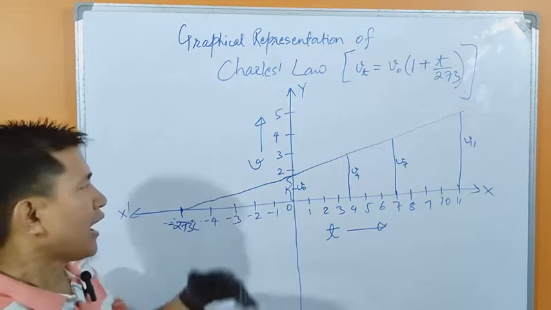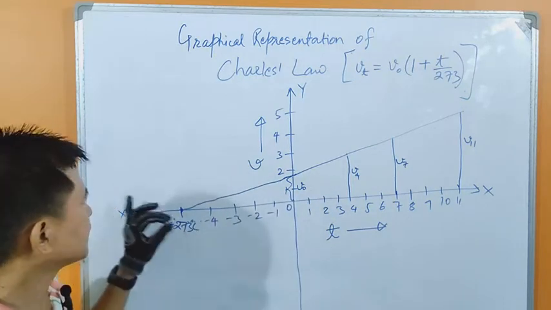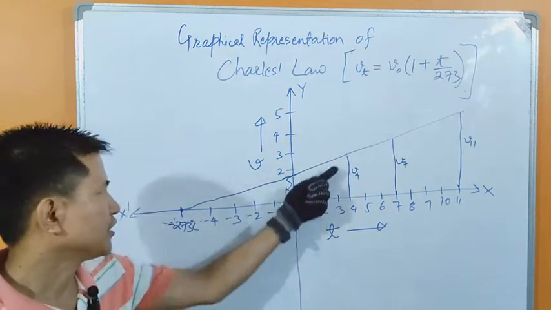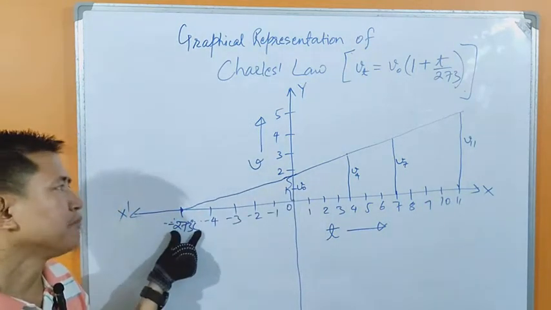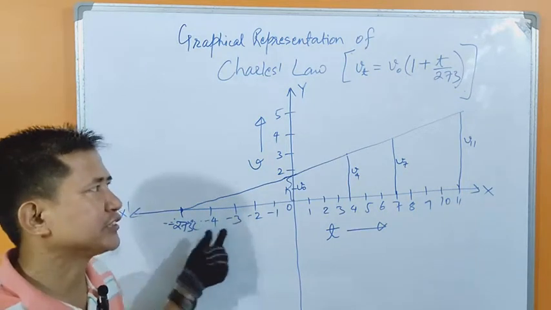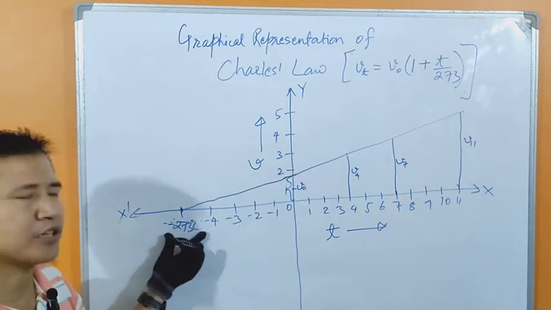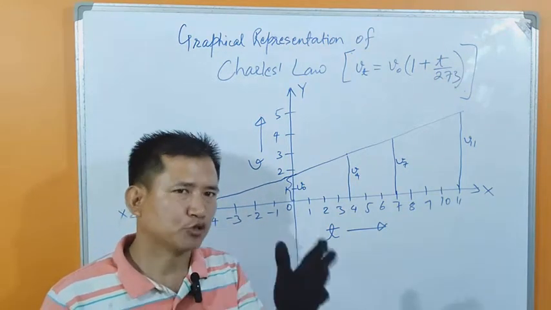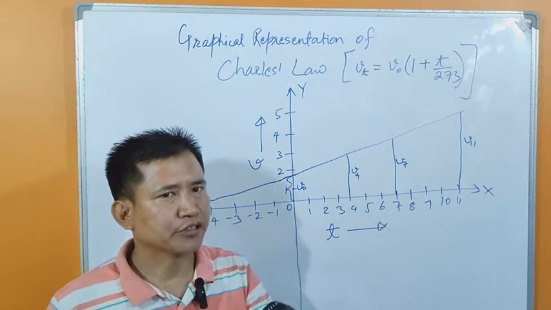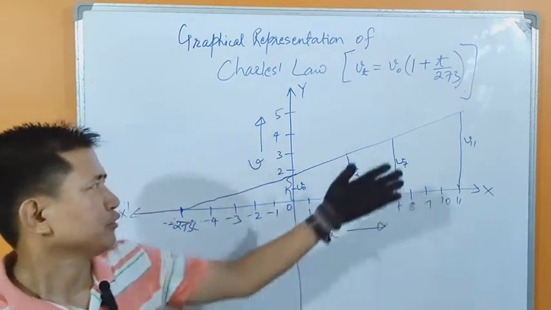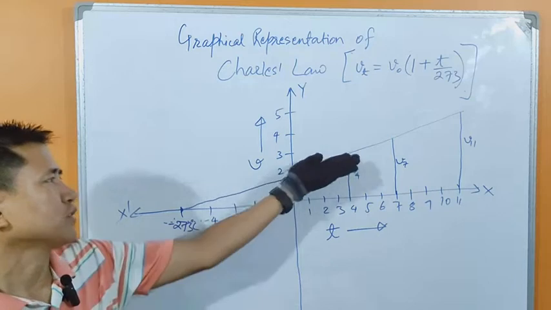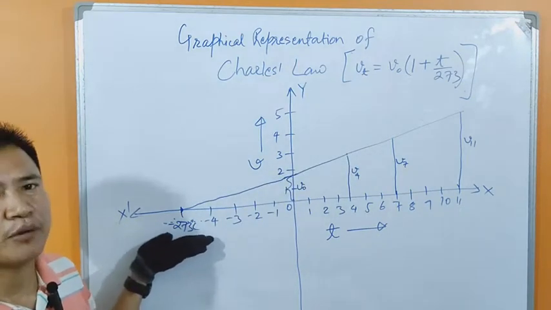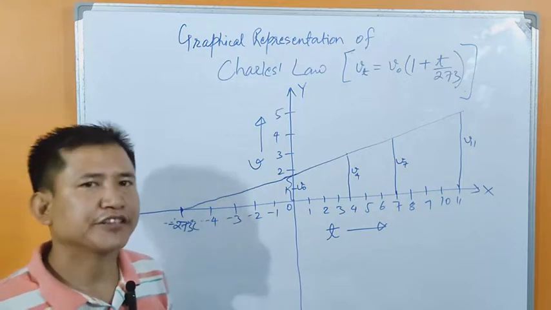What does this mean? At minus 273 degrees Celsius, the volume of gas becomes 0. This graph proves that at minus 273 degrees Celsius, the volume of any gas becomes 0. But when we studied Boyle's law, I told you that the volume and pressure of gas can never be 0. So how is this possible? Charles' law shows us that the volume of gas can become 0 at minus 273 degrees Celsius.